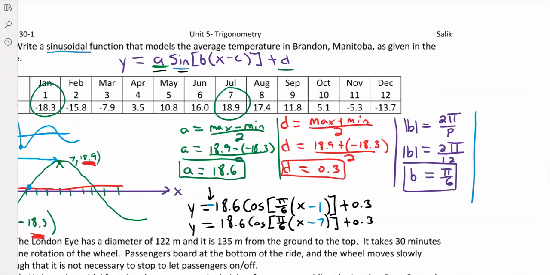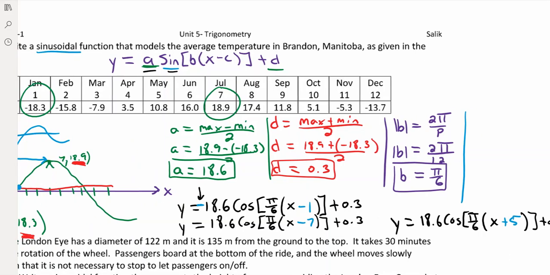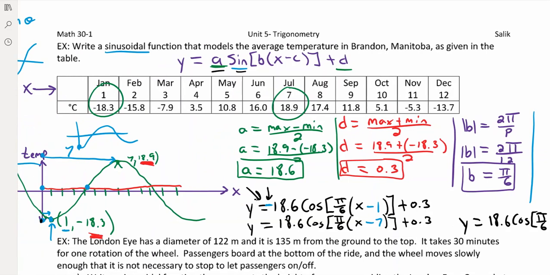We could say y is equal to 18.6 times cos pi over 6, and then x. And now if it's moving to the left, this would be plus 7, or plus 5, sorry, I said it was. Plus 5. And then plus 0.3. So again, those are all the same graph, okay? Just notice that we had to flip that first one to make it work. But all right, next one.